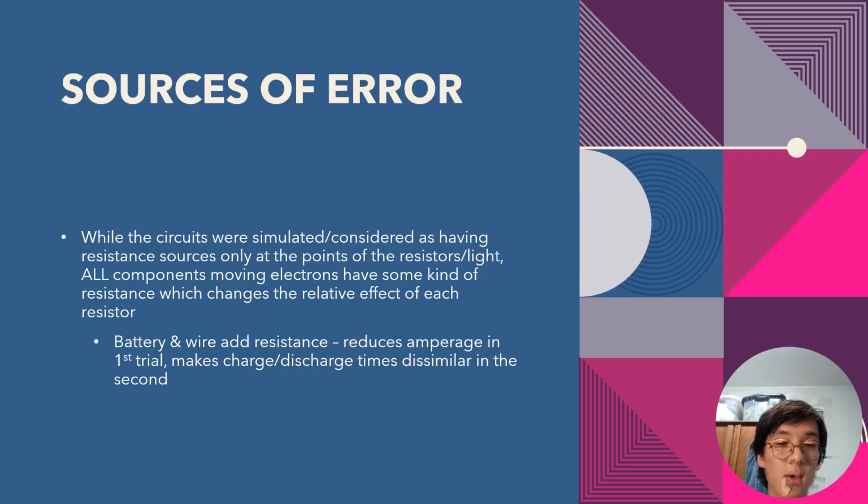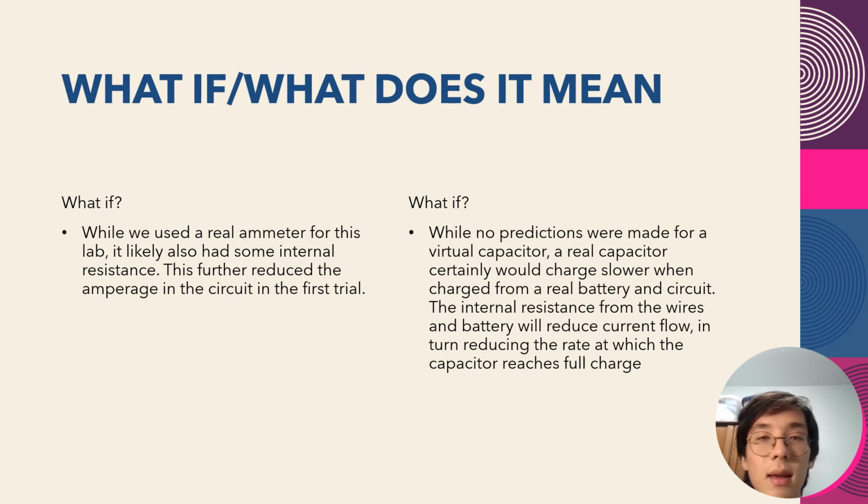While the circuits are considered as having resistance sources only at the distinct electronic components that specifically caused extra resistance, every single component in an electric circuit has a resistance, including the batteries and the wires. Therefore, in the trials where the batteries were removed or fewer wires are used, less resistance will be encountered than expected. To answer the what if, what does it mean questions, while we did use a real ammeter for this lab, it likely contributed some extra internal resistance, like all other electronic components. This further reduced the amperage that was measured in the first circuit.